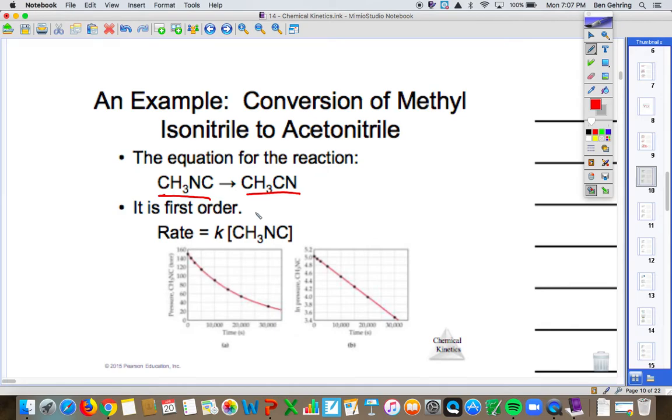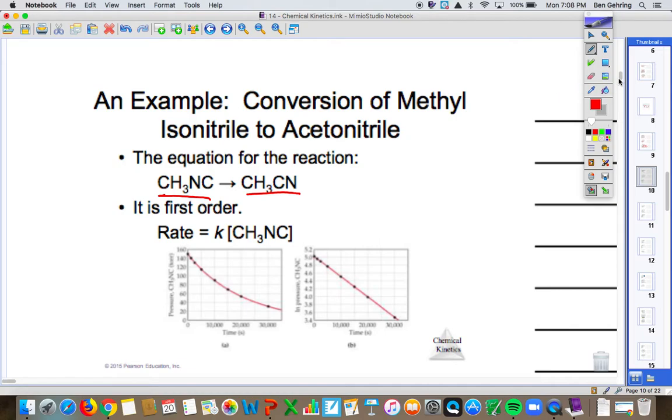But if I take the natural log of this, here's my straight line until I run out of substance and I get to 0. There's a straight line from my initial down to 0. So these are the same points as far as time goes, but you notice the change here. This is a curved line, this is a straight line. And that is your first order reaction.